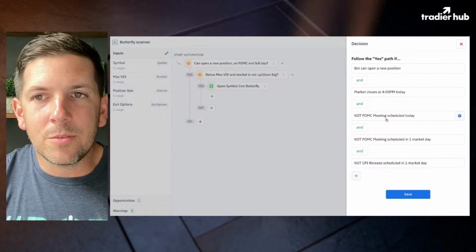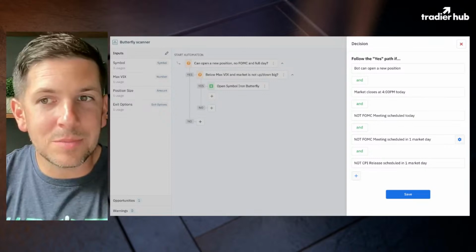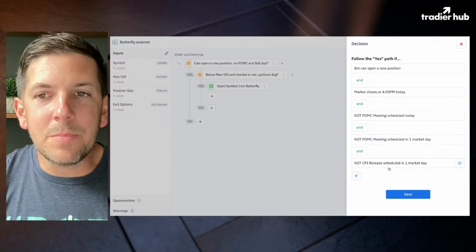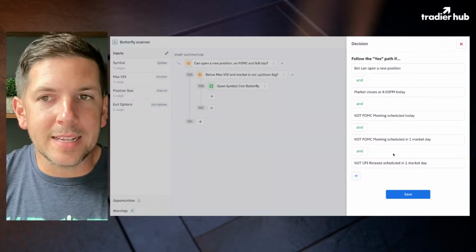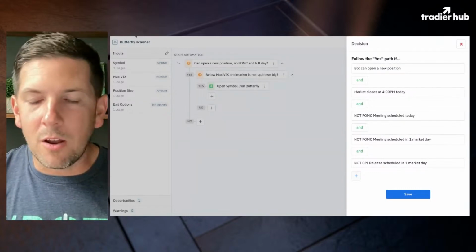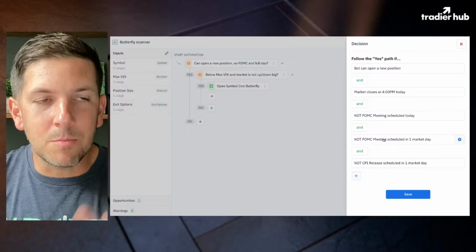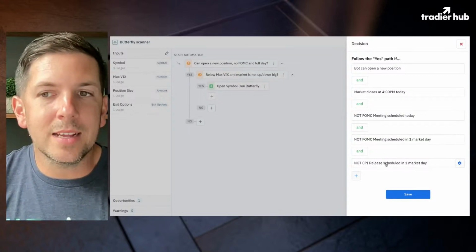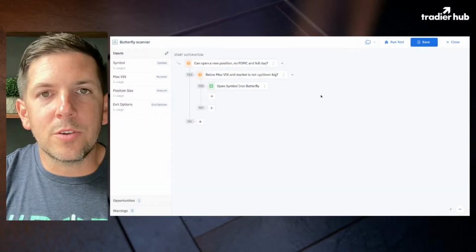It's not an FOMC meeting today. There's no FOMC meeting scheduled in another day, so we don't want to trade into an FOMC meeting the next day. And we don't have CPI scheduled in one market day also. We don't have to worry about CPI today because that would have been before the market opens, so it would have been done and off the books. We don't have to worry about it. So we're only checking for Fed meeting today, Fed meeting tomorrow, or CPI scheduled in one day. So those are broad level checks that you can do.